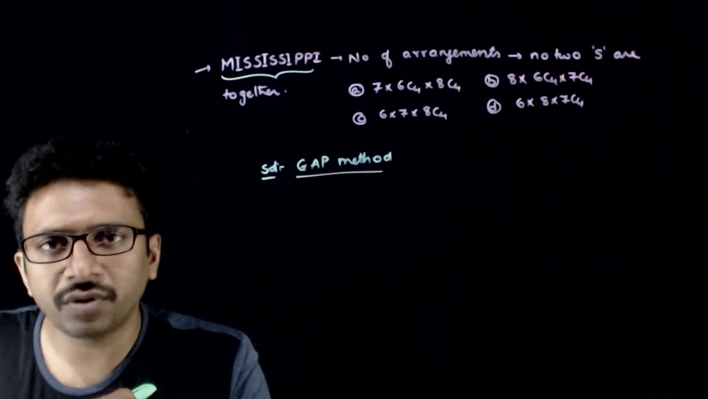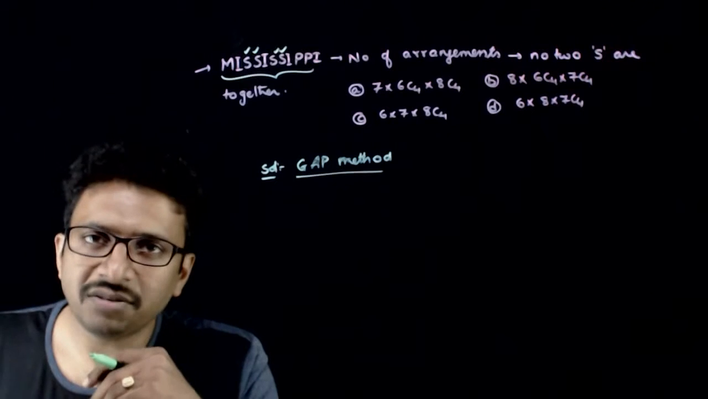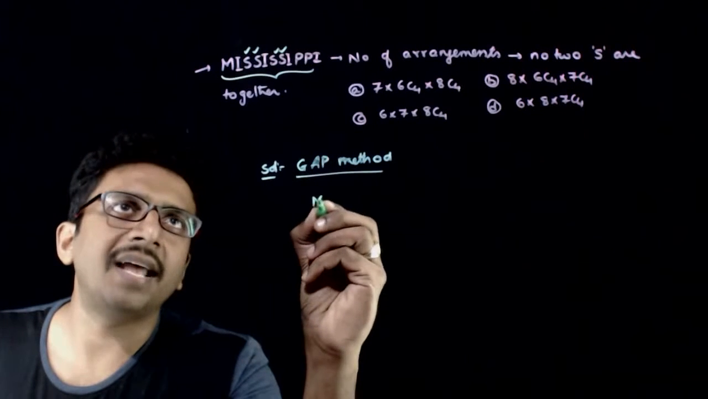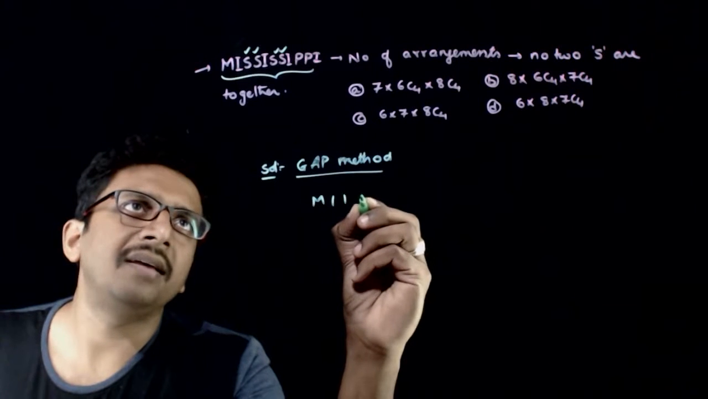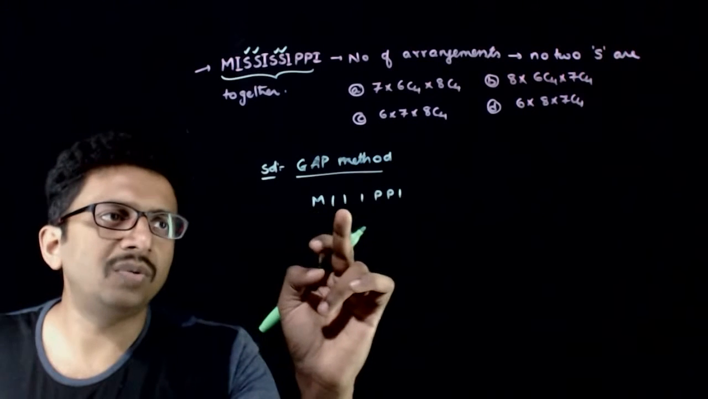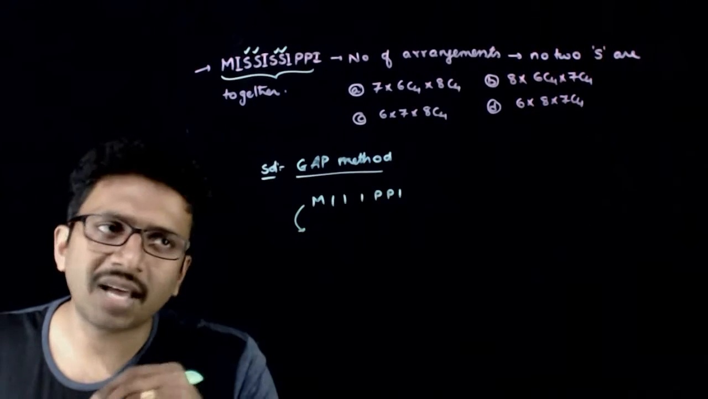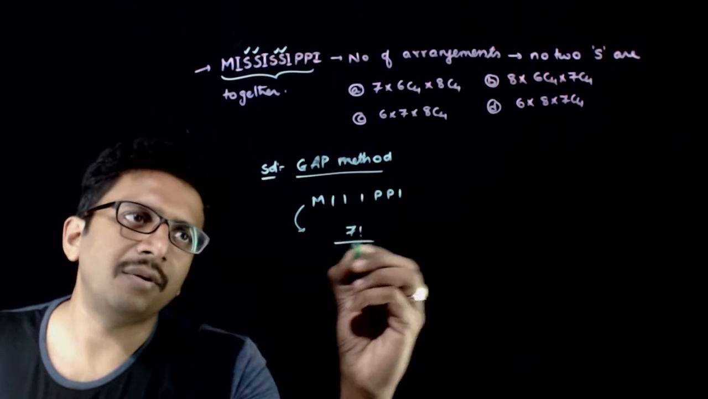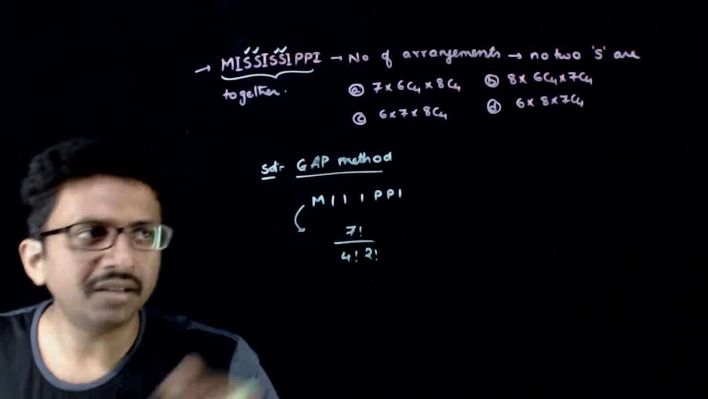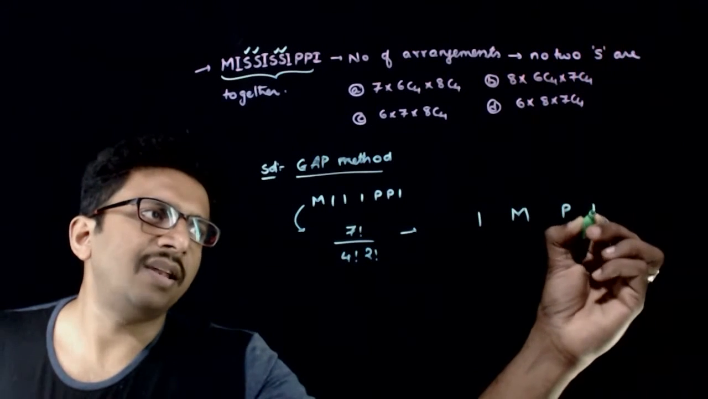In the gap method, we separate these S's in the first stage and we arrange the remaining letters. The remaining letters are M, I, P, P, I, and so on. That is 1, 2, 3, 4, 5, 6, 7. There are 7 letters. So these 7 letters can be arranged in 7 factorial by 4 factorial into 2 factorial ways. Right? So let us assume that I have arranged these 7 letters.